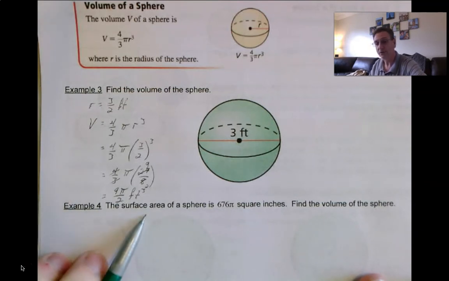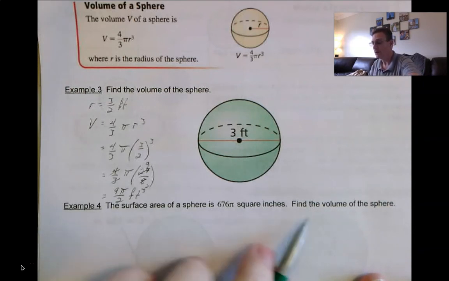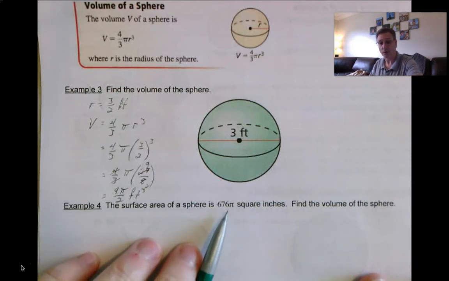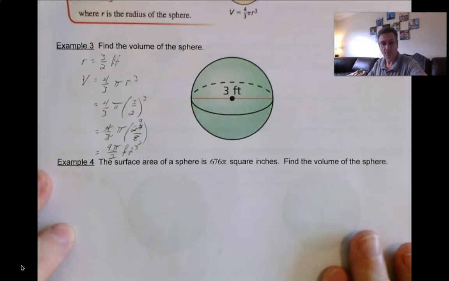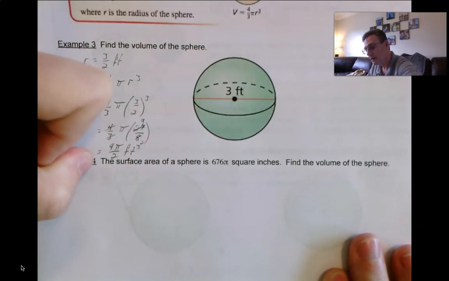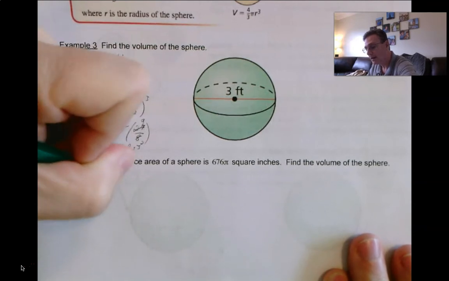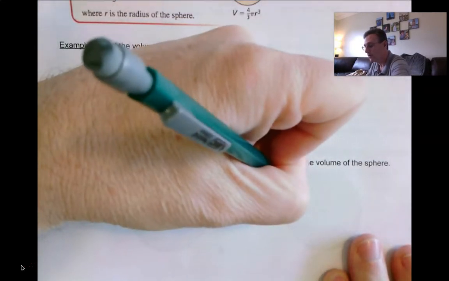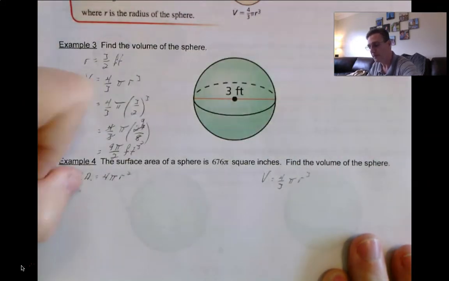This time I'm telling you the surface area is 676 pi square inches. We want to find the volume. To find the volume, we have to find the radius. To find the radius, we're going to work our way backwards. So what do I have? Surface area equals 4 pi r squared over here. Volume equals 4/3 pi r cubed. All right.